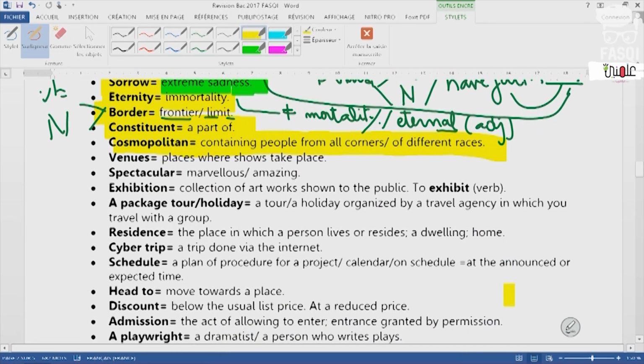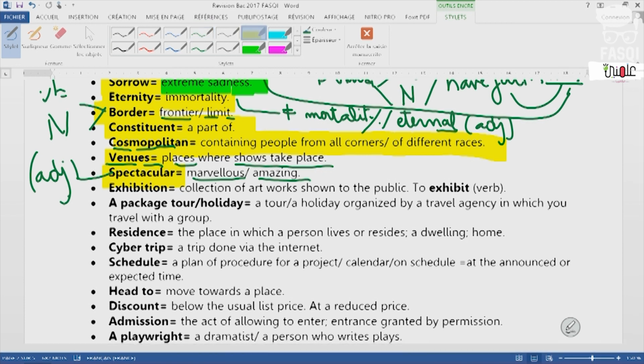Venues, and this is another word we learned there. What do you mean by venues? Here maybe it's a new word. Okay, good. You see, they are places where shows are going to be put and shown. Good. Here it's an adjective: spectacular. If you remember, that's an adjective, and everybody knows that's amazing, marvelous.